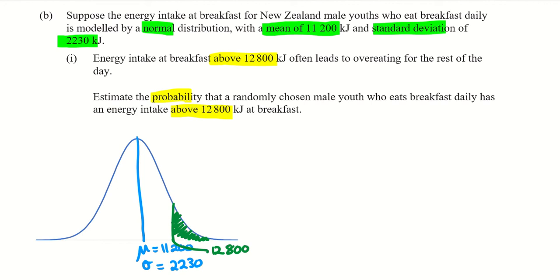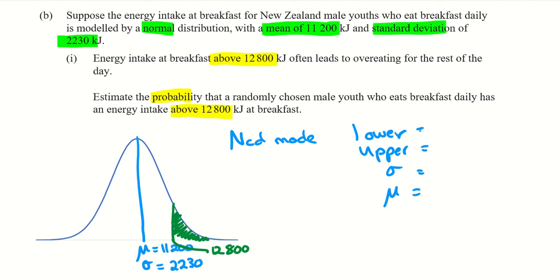So I know I'm dealing with normal distribution, and I also know that I want my NCD mode on my calculator, and so for that I need to know what is my lower, what is my upper, what is my standard deviation, and what is my mean. So when I talk about my standard deviation, I've got that 2,230 and 11,200 for my mean.